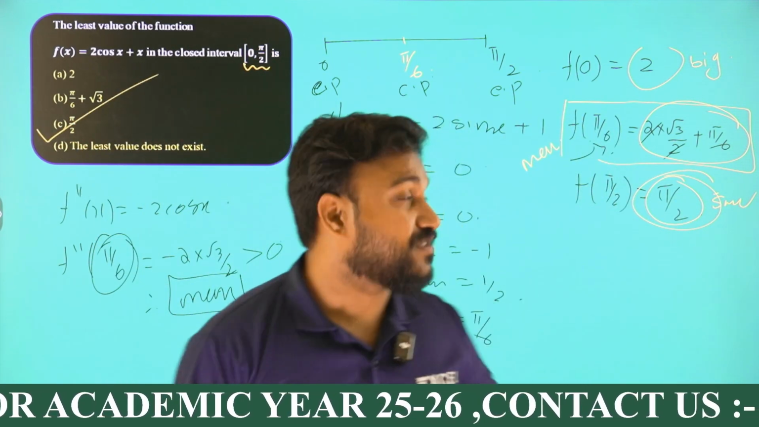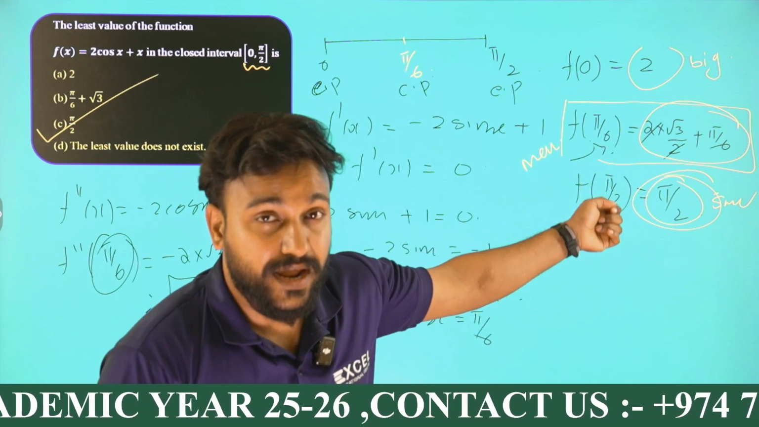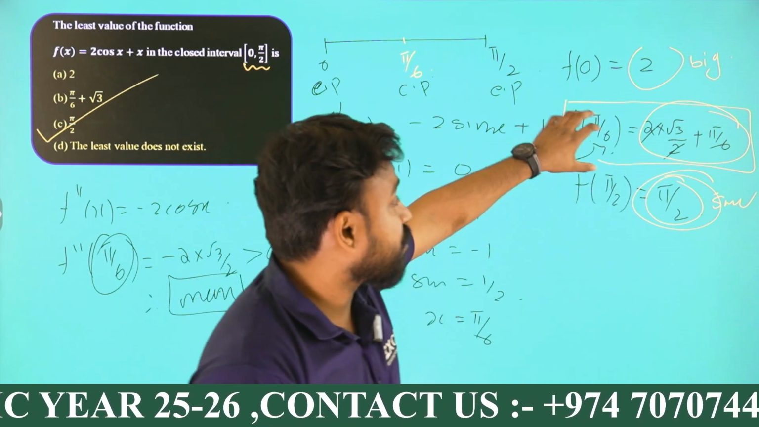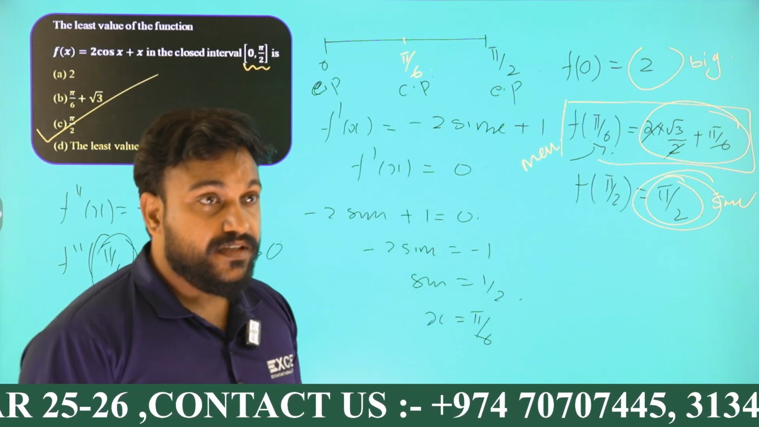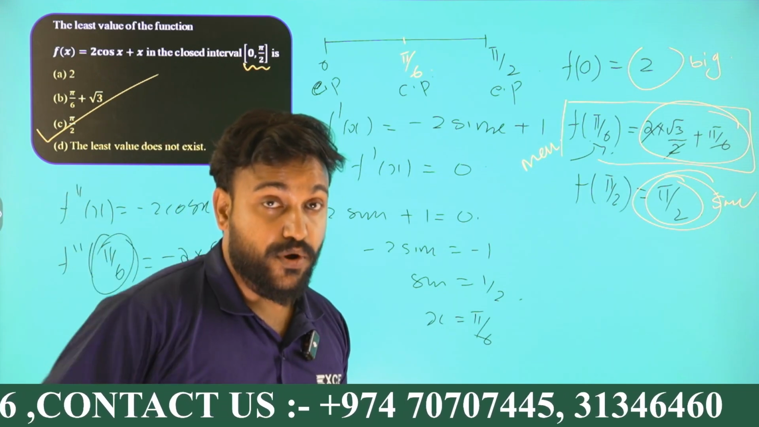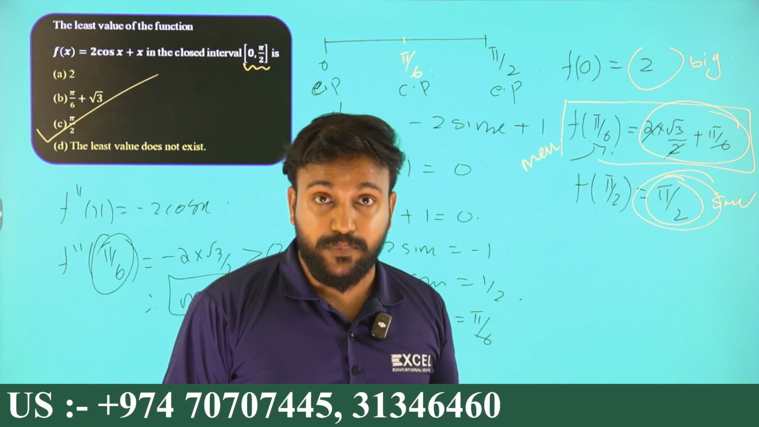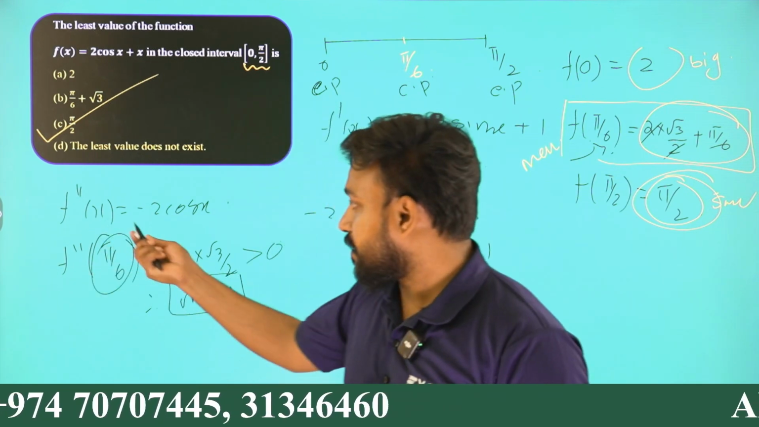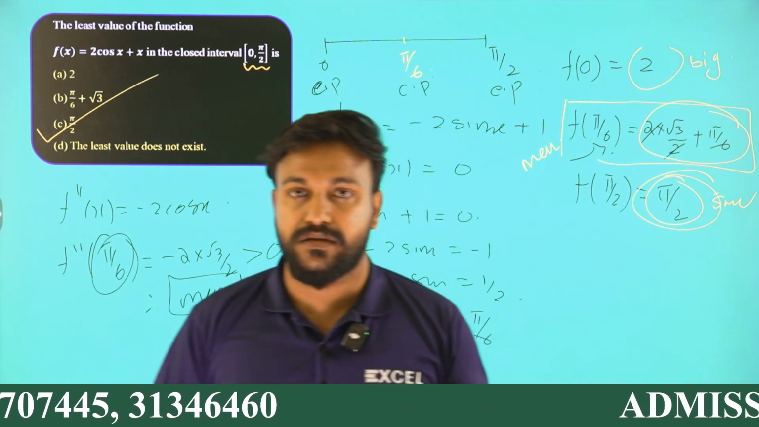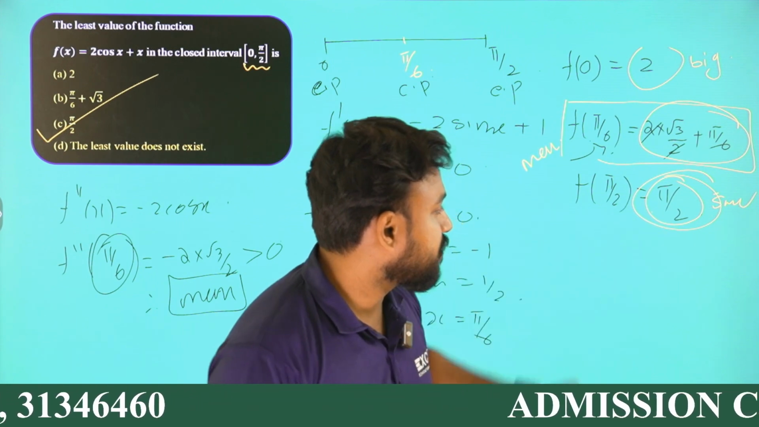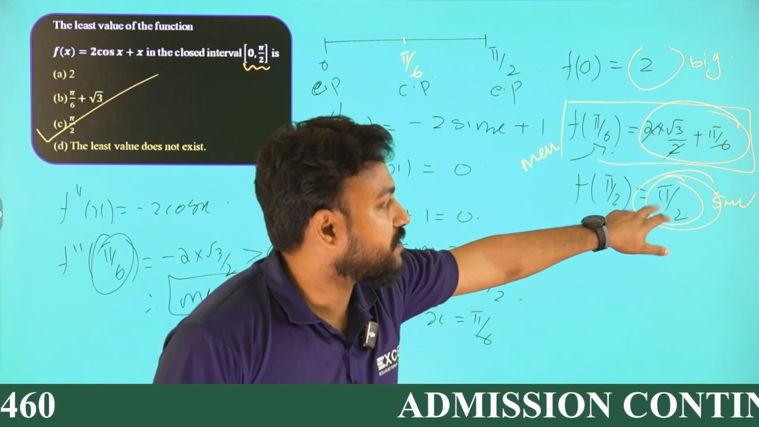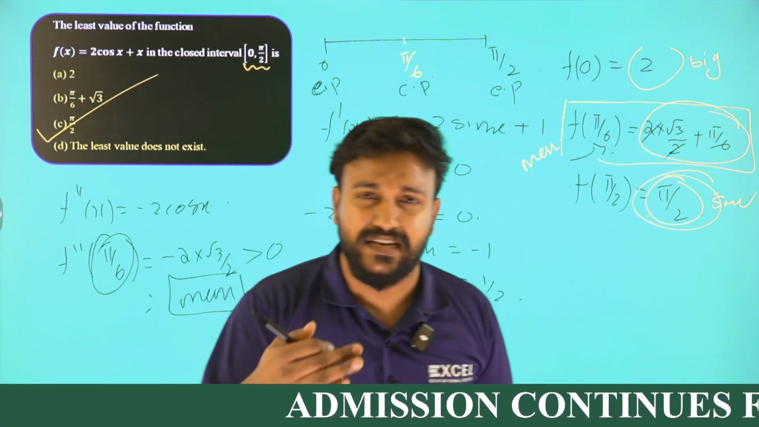Then your answer is pi by 2. Sometimes if you find it hard to calculate the value, you can go for the second derivative for the critical points only, not the endpoints. Endpoints you have to calculate. But if you're confused about a critical point, go for the second derivative and put it in. If it's maxima, it is the maximum thing, and you can choose from the rest. This is the smallest one. Pi by 2 is the least value.